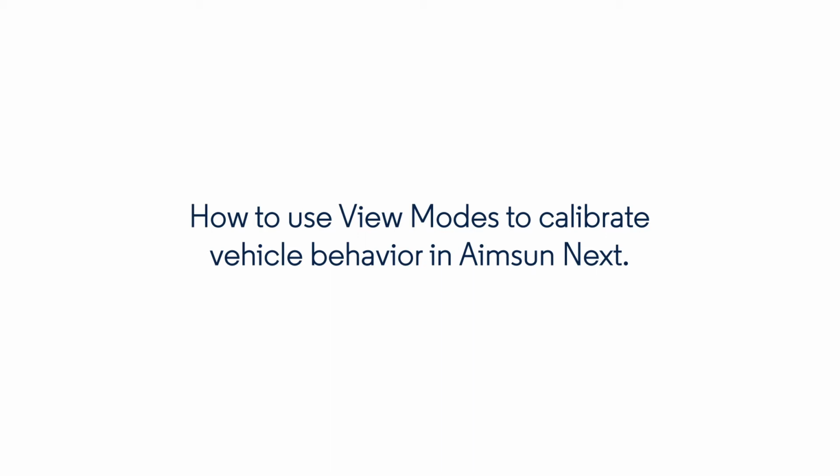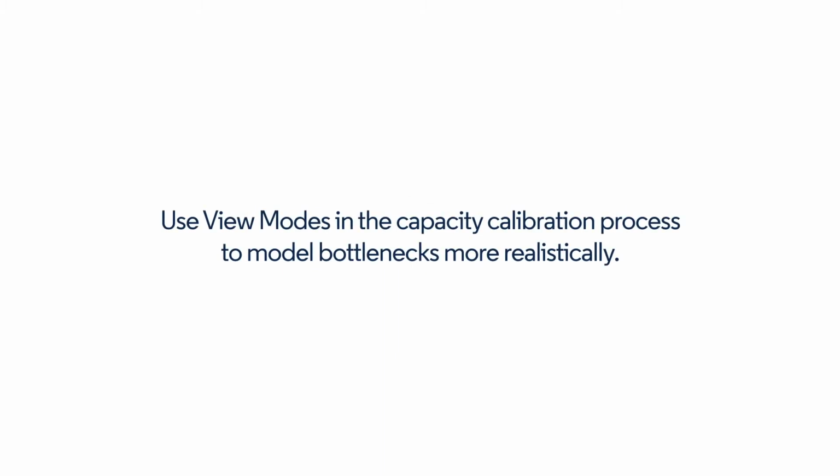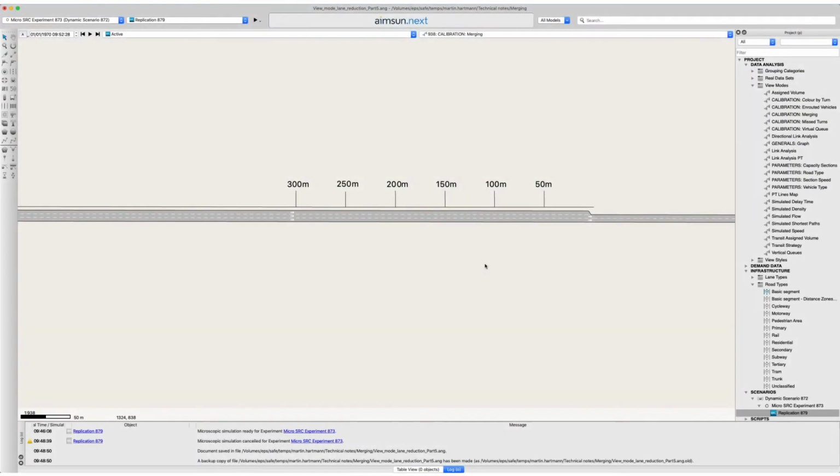View modes to calibrate vehicle behavior in Aimsun Next. Use view modes in the capacity calibration process to model bottlenecks more realistically. This highway scenario models a 3-to-2 lane reduction.